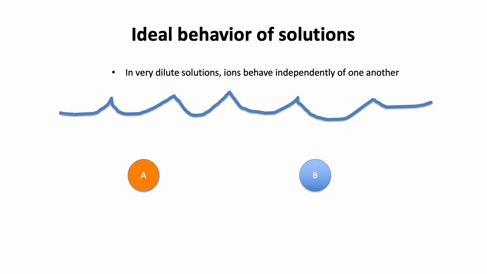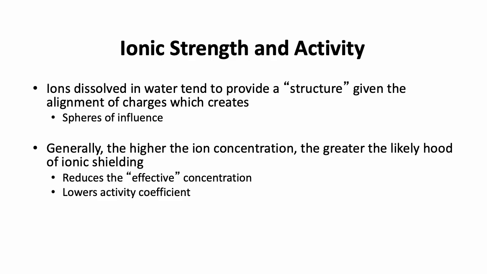In very dilute solutions, ions behave independently of one another, and we actually have what's called an ideal solution. So if we have a compound A and it wants to react with a compound B, there's nothing preventing them from coming together and having a reaction. These compounds can move freely in solution and form a different compound than the compounds we started with, compound AB.